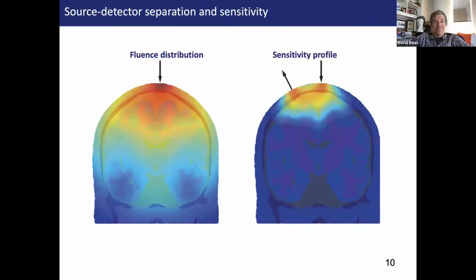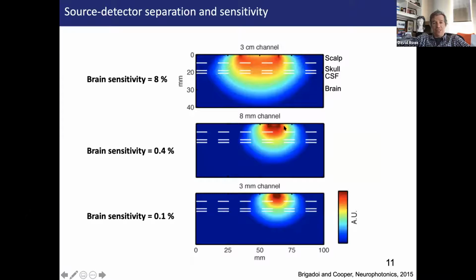So the idea is all based on this fluence distribution. You have a source of light. Light is injected into the head. It scatters everywhere, decays exponentially with depth. Of course, what we're really interested in is the light reaching our detector and the sensitivity profile we have to absorption changes between the source and detector. And so typically we use like a 30 millimeter separation, and we do that so we can get sensitivity to the brain, right? So if we use a smaller source detector separation, our brain sensitivity is reduced.